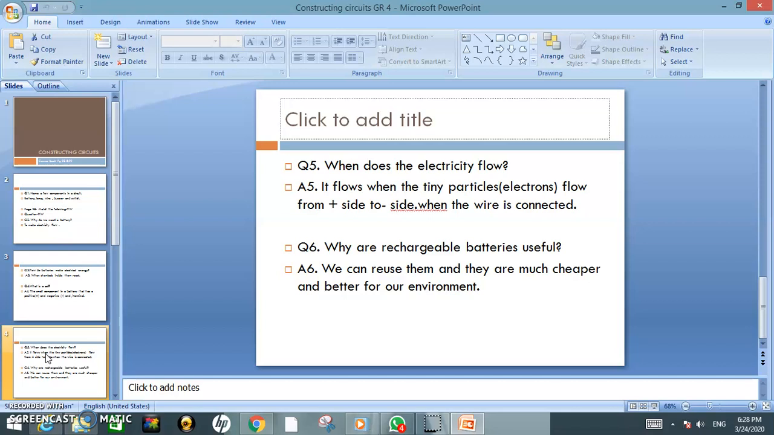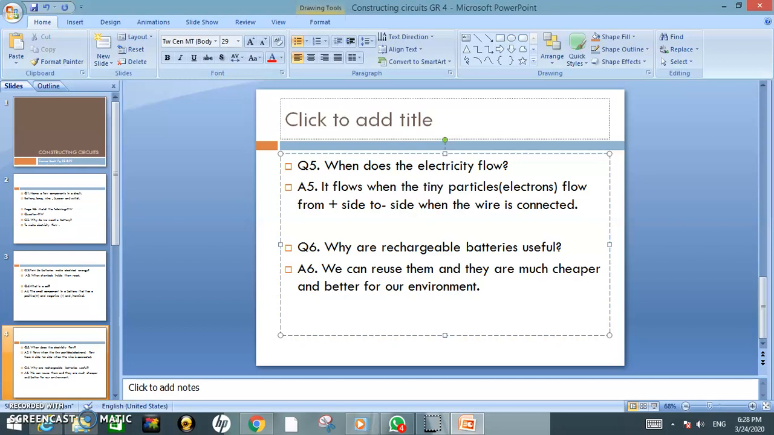When does electricity flow? It flows when the tiny particles move. From where do they move? They move from the positive side to the negative side when the wire is connected. When the wire is connected, you have to connect the wire, right? It's same as you have the book, you are there. Unless and until you read, the teacher is also there. But unless and until you read, will you be able to understand the lesson? No. Okay, now let's come to question number 6.